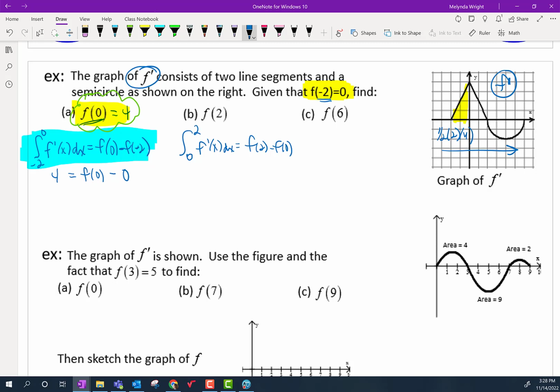So we go back over here to the graph. We're going to accumulate the area between 0 and 2, the part that I did in green, which is the same as the yellow portion. It's equivalent, so it's 4. And then f of 2 is what we're looking for, and f of 0 we found was 4. So doing our algebra, solving for f of 2, I get 8. Okay, so now I know that f of 2 is 8.